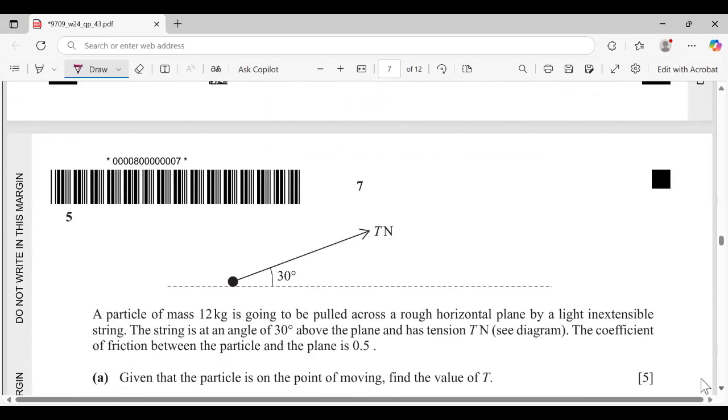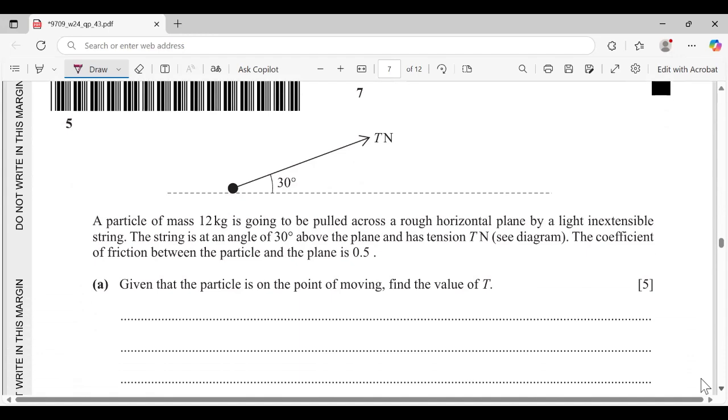Number 5. A particle of mass 12 kilograms is going to be pulled across a rough horizontal plane by a light inextensible string. The string is at an angle of 30 degrees above the plane and has tension T. Look at this diagram. The coefficient of friction between the particle and the plane is 0.5, so mu equals 0.5. Given that the particle is on the point of moving, find the value of T.